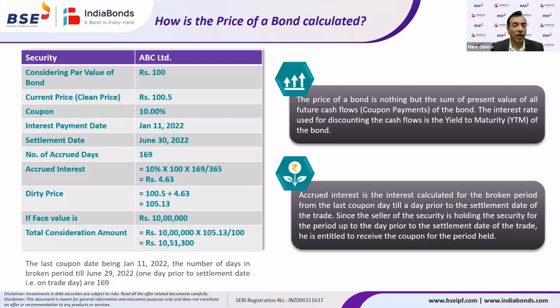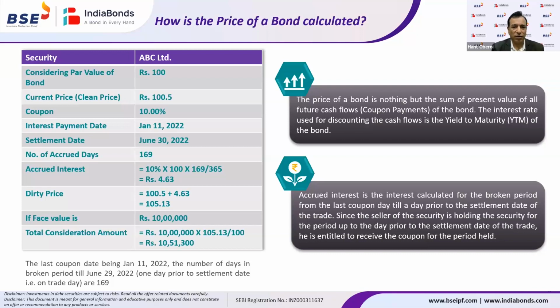4.63 will come back to my account at the end of the next interest payment date. I will get 10 rupees in interest component. So my actual value, I am still paying 100.5 as the price of the bond. But dirty price and clean price, there's a difference into it. Dirty price is 100.5 plus 4.63. Clean price is only 100.5.